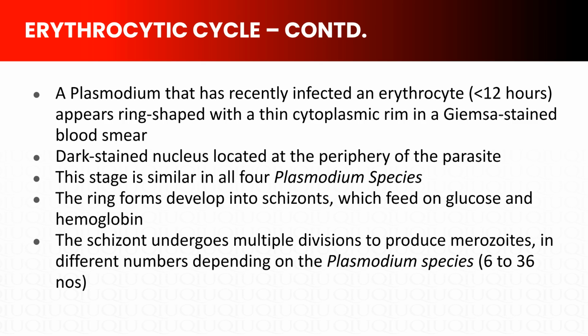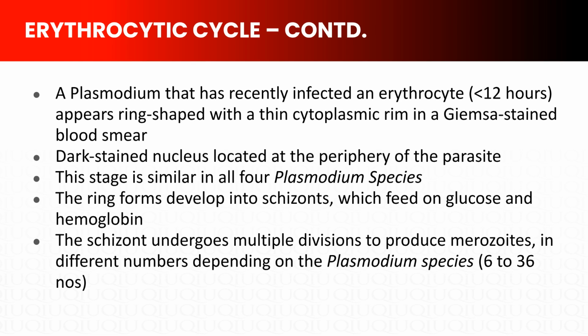You'll see a thin cytoplasmic rim with a dark stained nucleus at the periphery. This classic ring appearance is similar in all four major Plasmodium species during early infection. The ring forms then develop into trophozoites and eventually schizonts, which feed on glucose and hemoglobin within the red blood cell. The digestion of hemoglobin produces hemozoin pigment, the brown or black material you see accumulating in mature parasites.